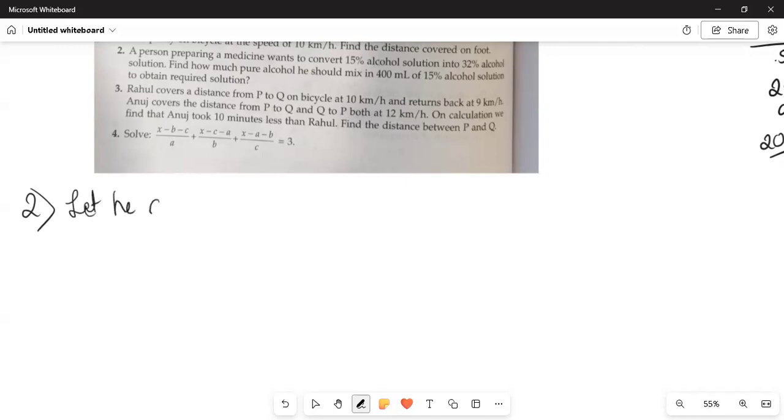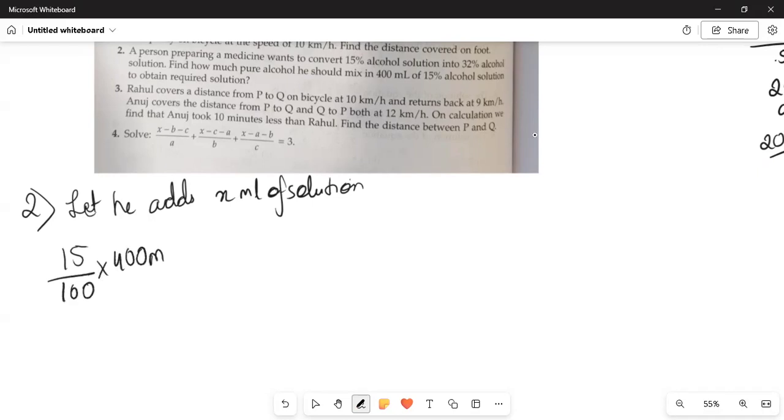Let he adds x ml of solution. So that means 15% of 400 ml plus x ml should give him 32% of 400 plus x solution. Okay. Now you get this one.